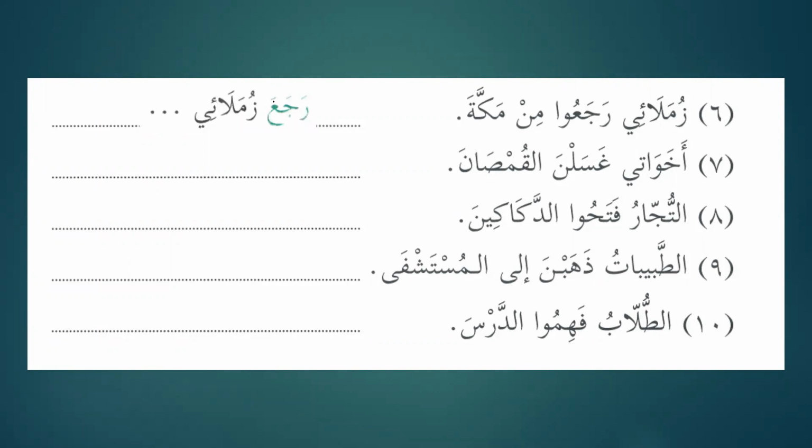Excellent. So raja'a. We have to use the verb at the beginning of the sentence because it's a verbal sentence. Akhawati ghasalna al-qumsana. My sisters washed the shirts. Now it's feminine, so we have to use ghasalat, right? Ghasalat akhawati al-qumsana. My sisters washed the shirts.